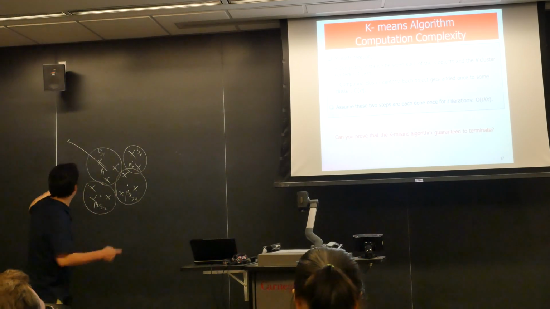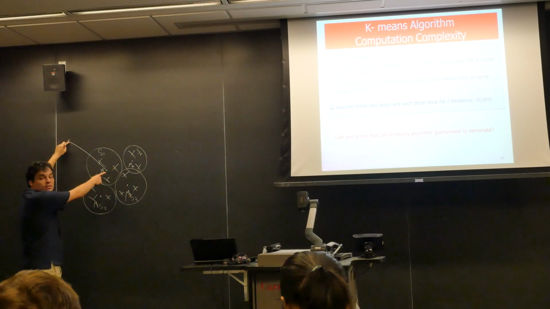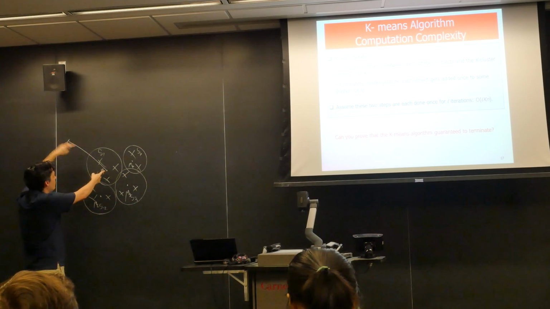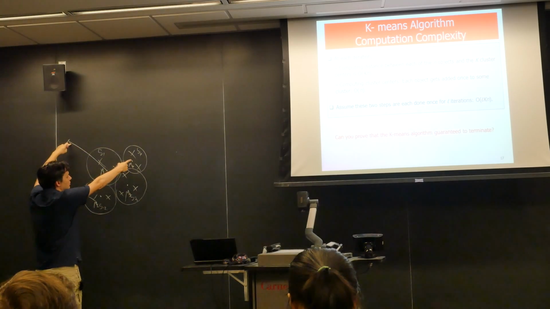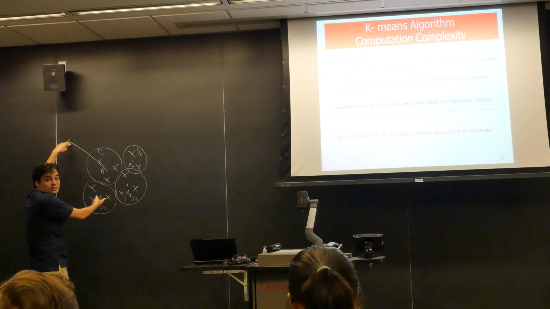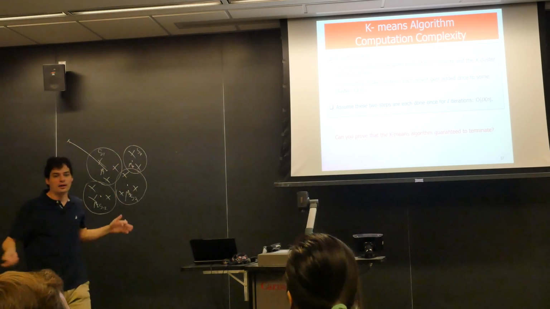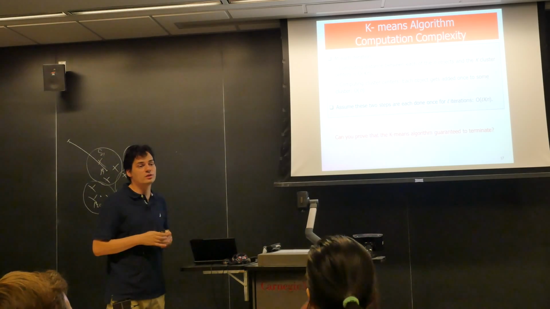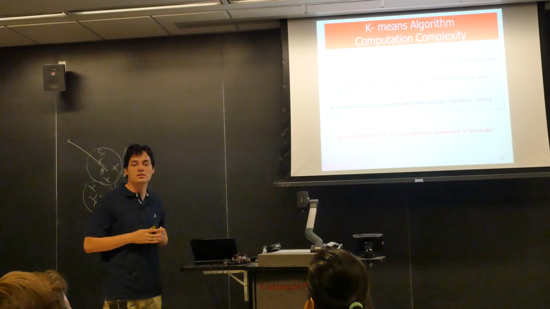You just need to count, for each instance, what's this Euclidean distance? What's this Euclidean distance? This Euclidean distance, and this Euclidean distance. And that's why it's big O of K N. So that's all we need from Voronoi diagrams.